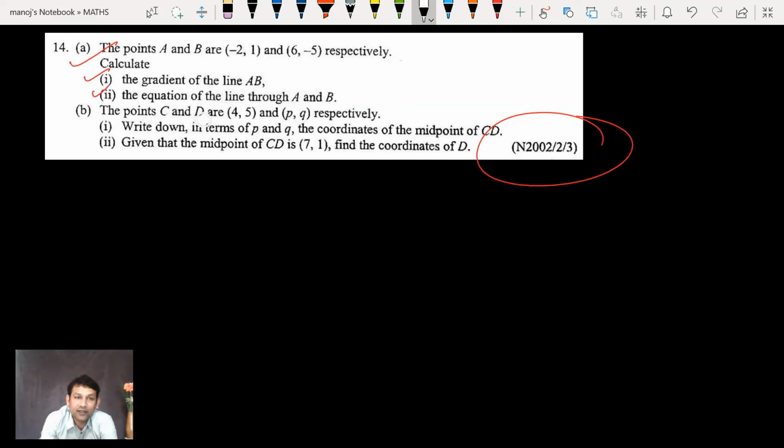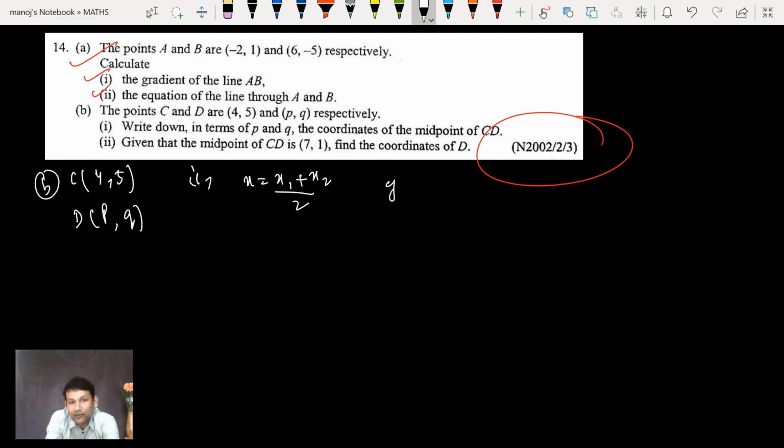The points C and D are given respectively. The coordinates of C are 4, 5. The coordinates of D are P and Q. This type of question is important. Write down in terms of P and Q the coordinates of the midpoint. I know this is easy, but I would like to use that formula: x is equal to x1 plus x2 divided by 2, and y is equal to similarly. I am not using the bracket formula to find the midpoint.